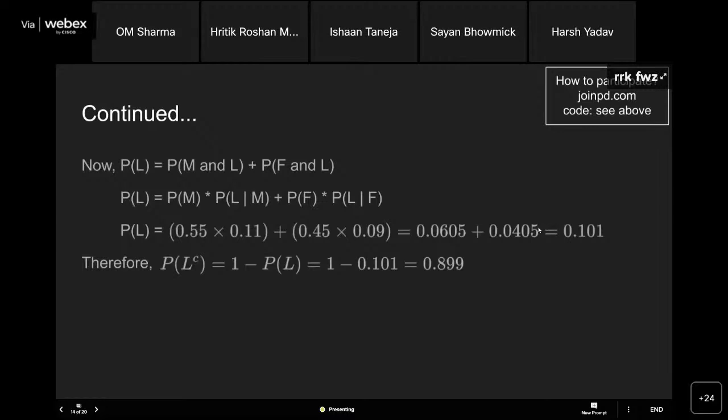Yeah, in that way you will directly get the probability of L complement. I did the same way, so I didn't know if that's a correct way to approach that. That's correct. You can approach like that. Okay, sir. Okay, thank you.